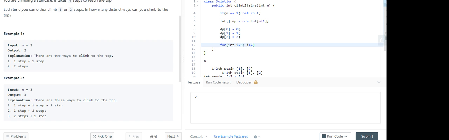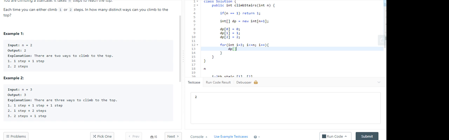So i is less than or equal to n because we're just calculating the number of ways where you can reach n. So i plus plus, right? So dp of i is going to be dp of i minus 1 plus dp of i minus 2, right? I can take one step at a time, or I can take two steps at a time.